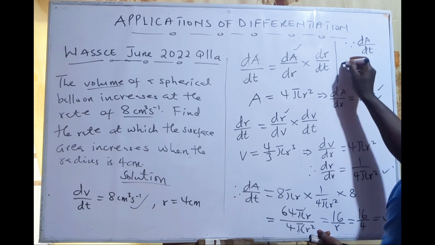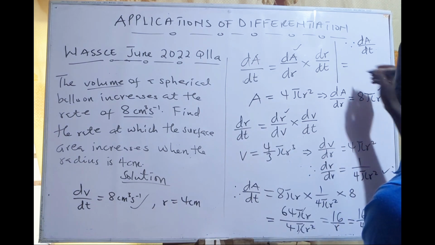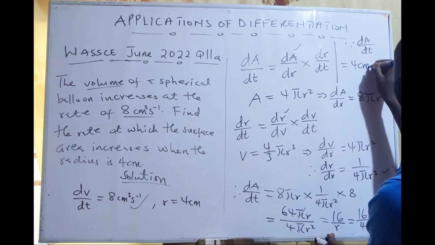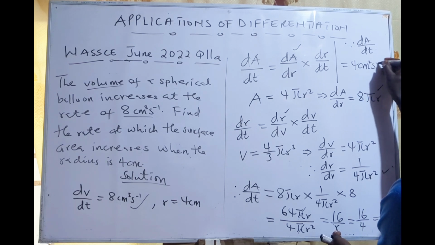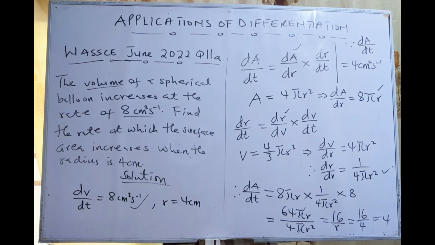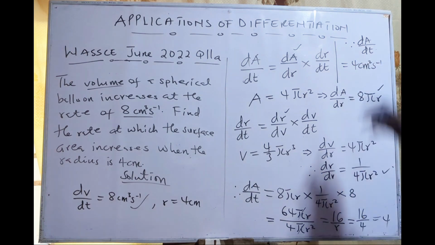We can conclude that therefore dA/dt is equal to our area. This is in centimeters, so area is centimeter squared, with respect to time, so centimeter squared per second. So the rate of change of the area is 4 centimeter squared per second. I believe you get it.